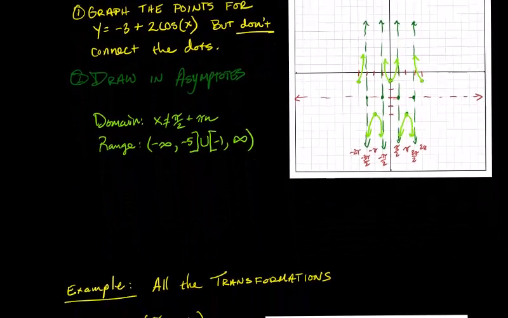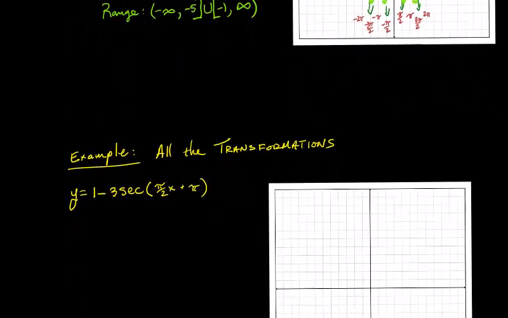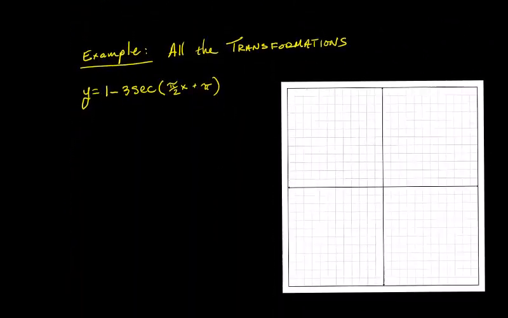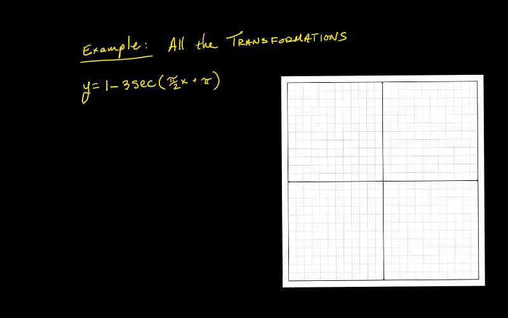Let's put all 4 of them together. If you want, feel free to hit pause, try to graph this guy, y equals 1 minus 3 secant of pi halves x plus pi. You can hit pause now, and then you can watch the answer here in a second after you finish graphing, or you can follow along just to get a little bit more kind of understanding.